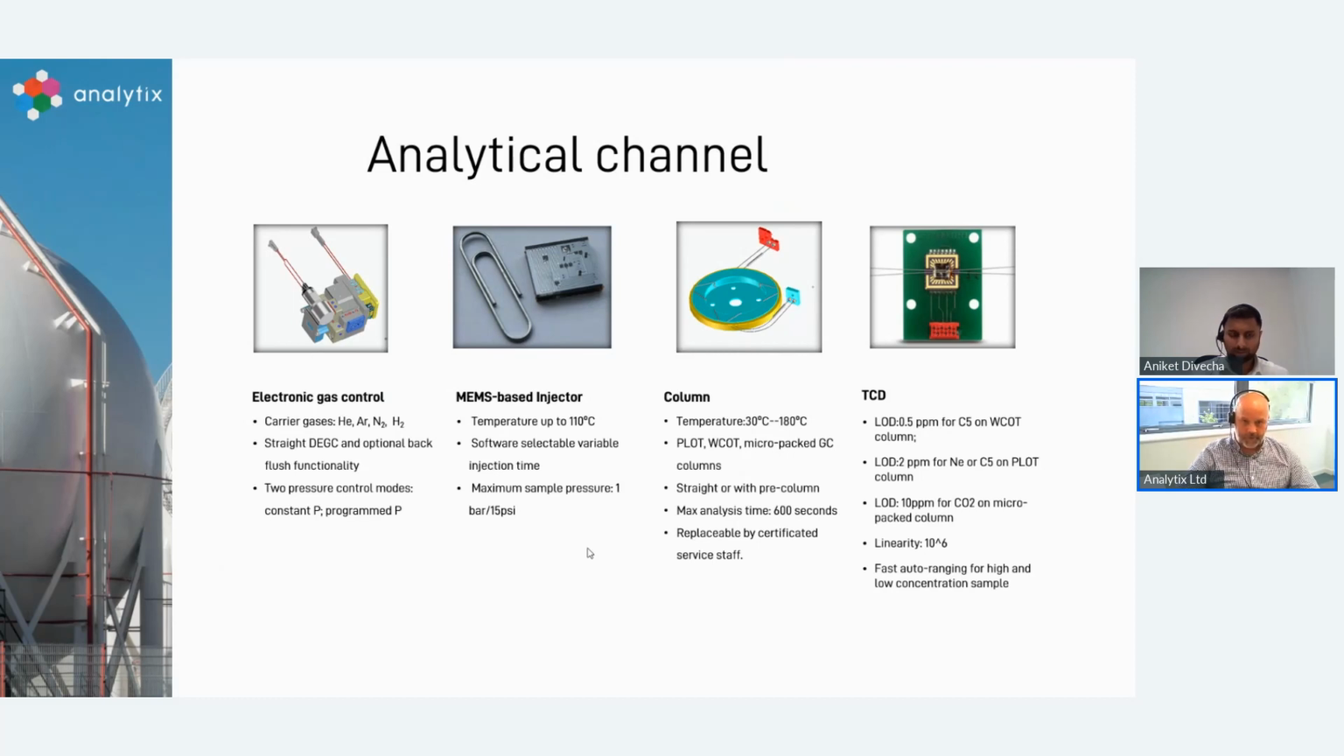Once we've got that sample, it'll then pass through the analytical column. We'll take a look at the different options of these later on, but they're similar to what people would operate with benchtops. We've got PLOT, WCOT, micropacked, lots of different types of columns based on the application need. And again, these can either be straight or they can have a pre-column on them, which will allow us to backflush the compounds. Then we have the TCD.